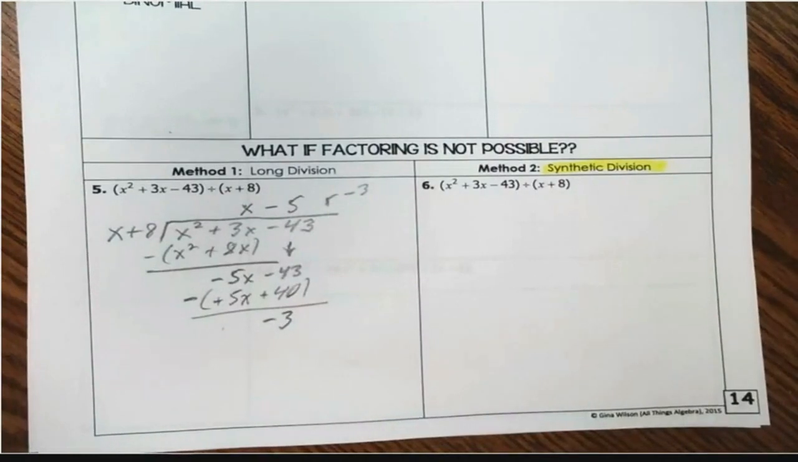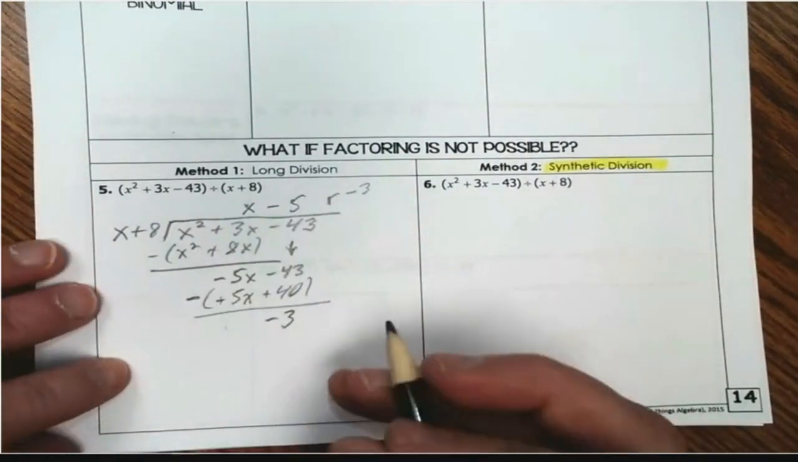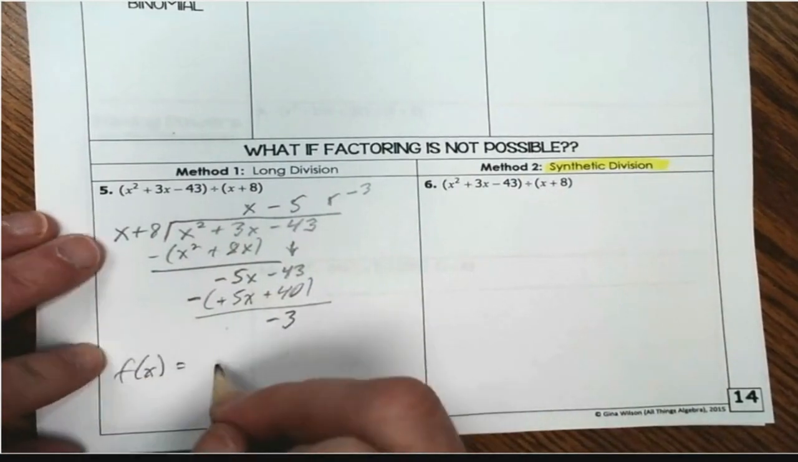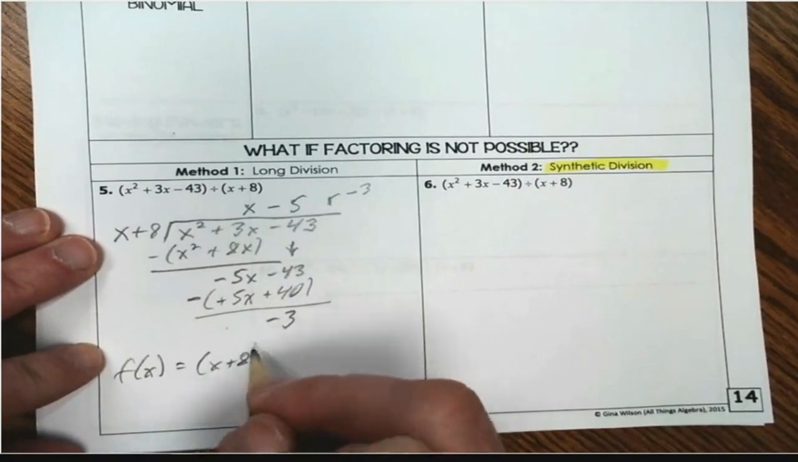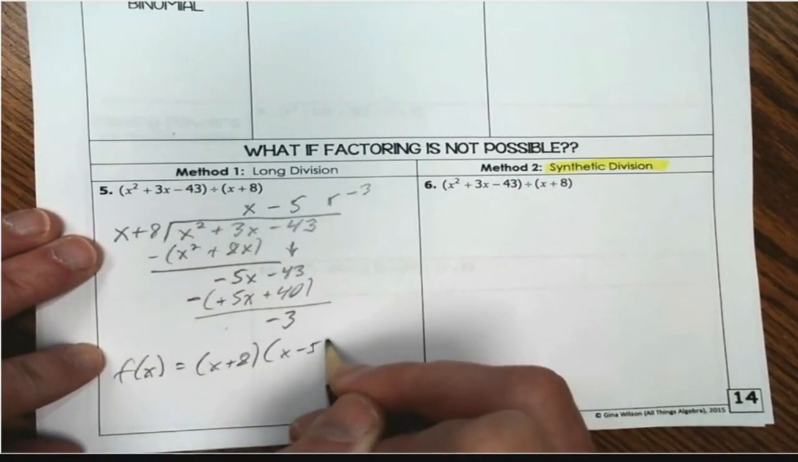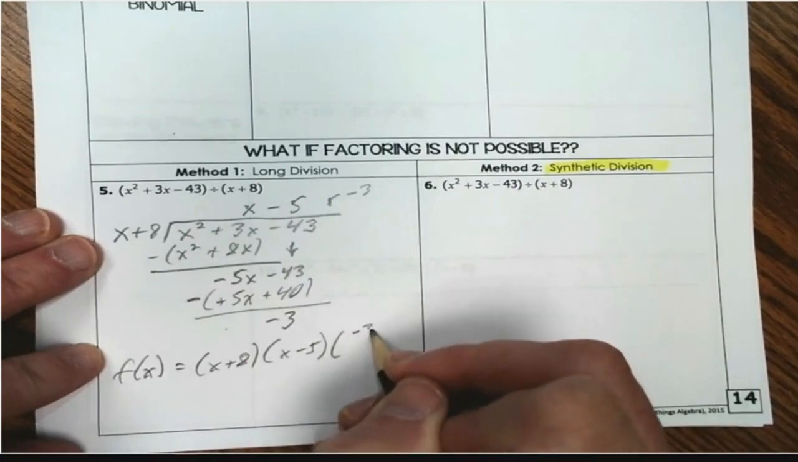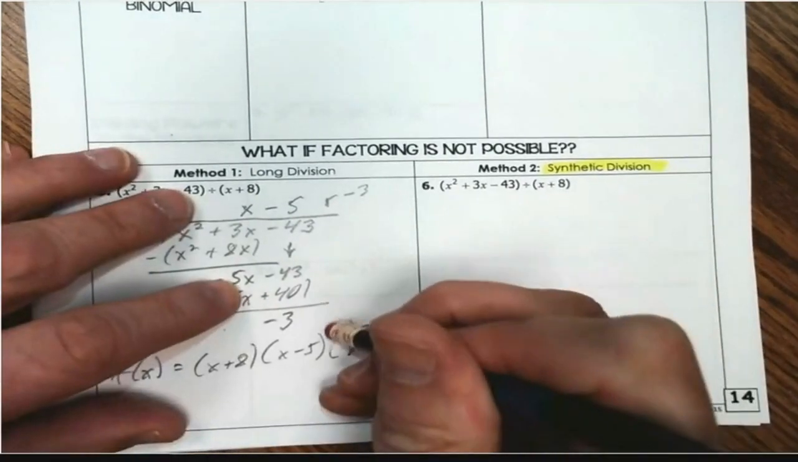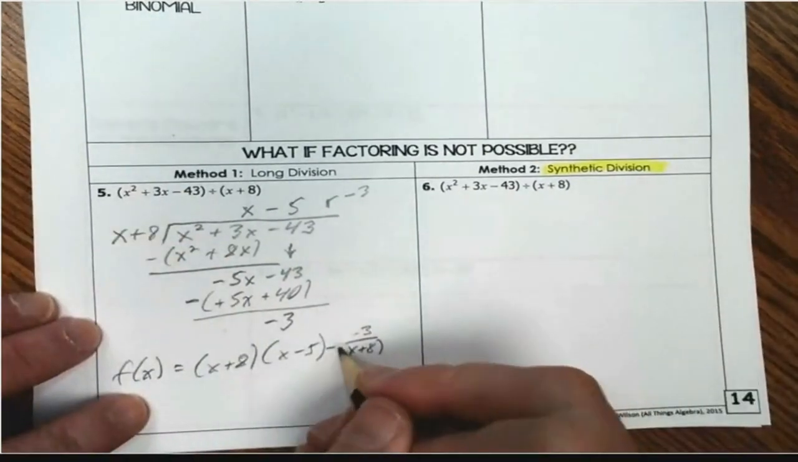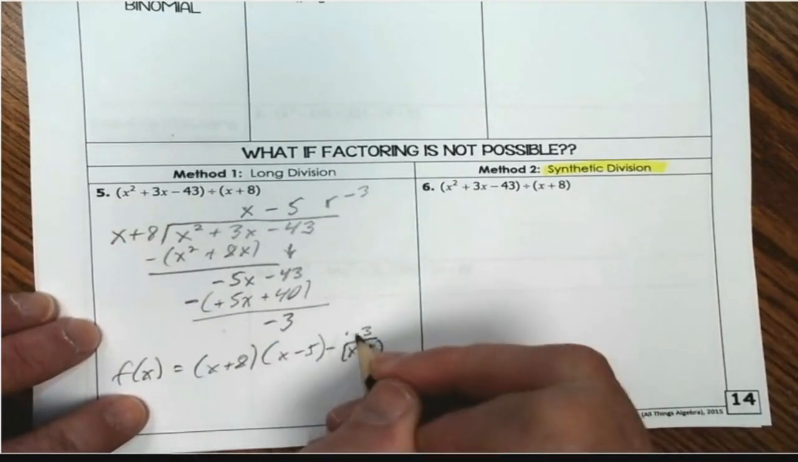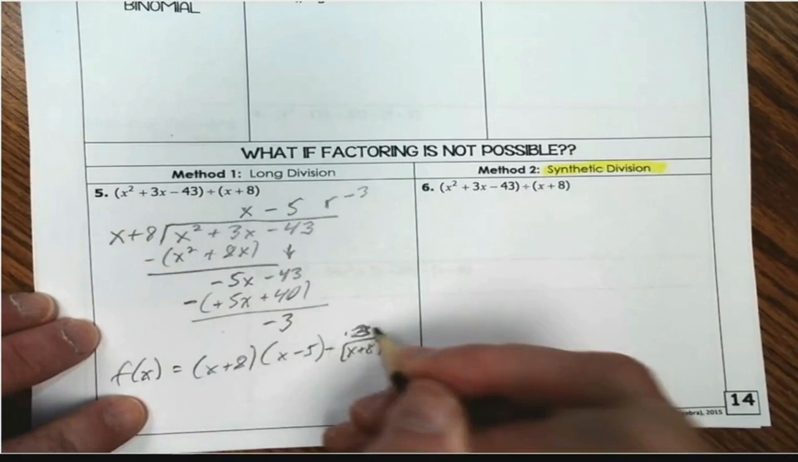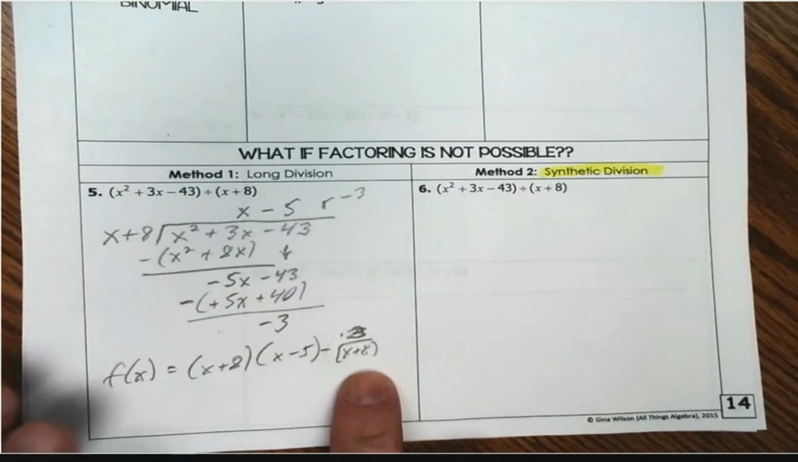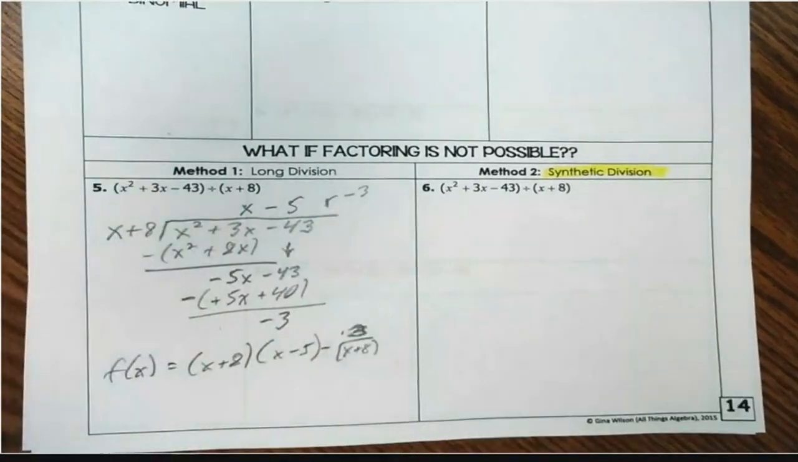Right? So that means this factors, if we write this as a coefficient, we could say f of x equals x plus 8 times x minus 5 times negative 3 over x plus 8. Or actually, it would be minus that, because that's a remainder. So minus 3 over x plus 8. So our divisor is x minus 5, minus 3 over x plus 8.